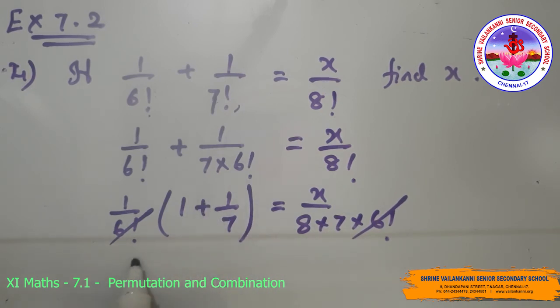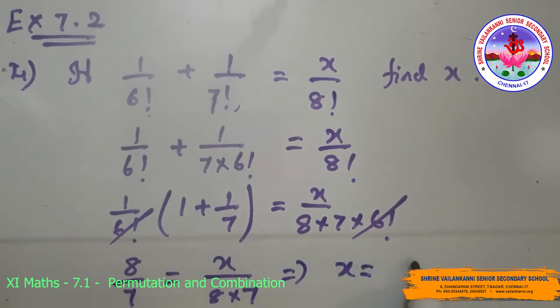Here it is 8 by 7. Here it is x by 8 into 7. So x is equal to 8 into 7 by 7. Cancel this. So x is equal to 64.